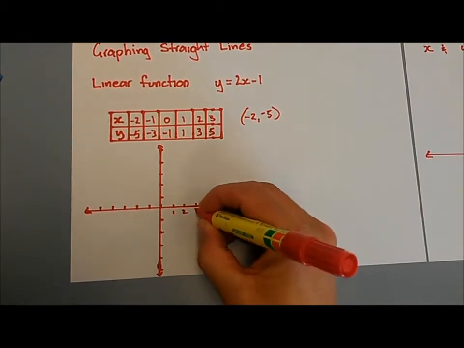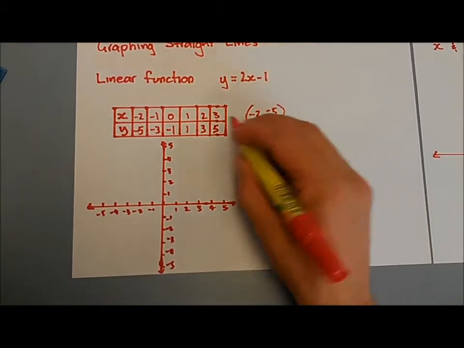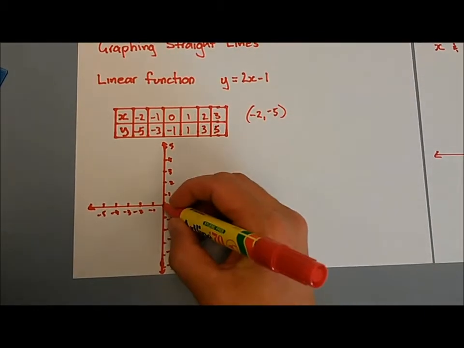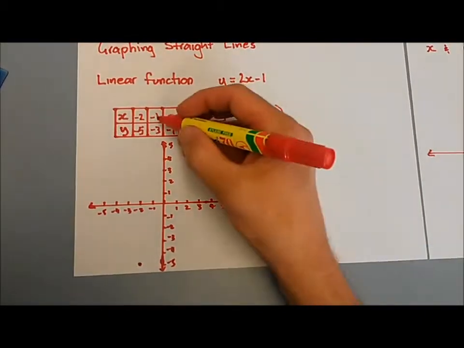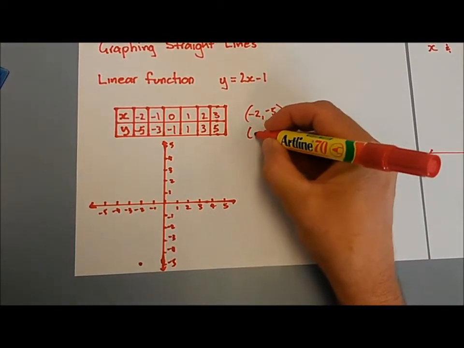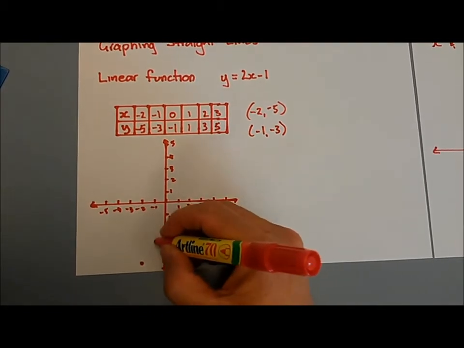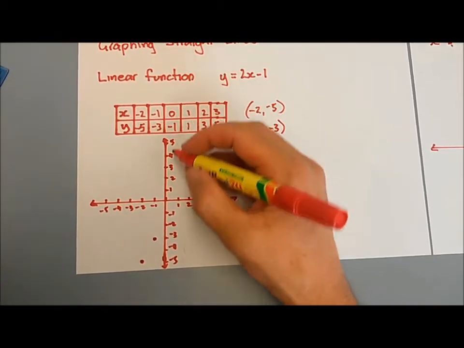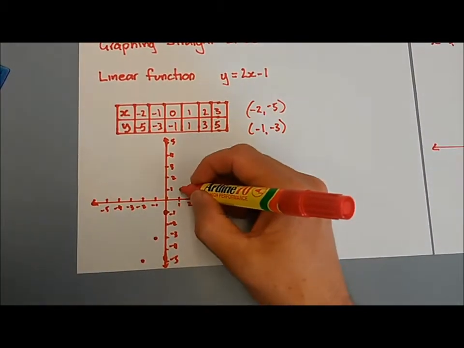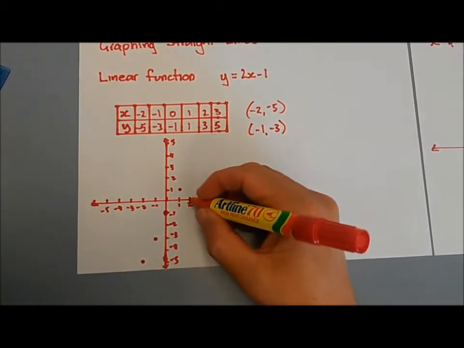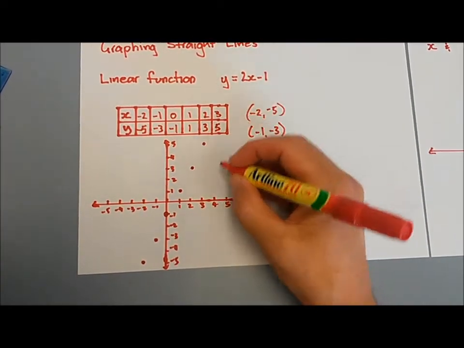And so on a nice, neat axis, I can plot this point, negative 2, negative 5, by going across negative 2 and down to negative 5, and there it is. Negative 1, negative 3, again you can consider that as an ordered pair of coordinates, negative 1, negative 3. 0, negative 1, across 0, down 1. 1, 1, across 1, up 1. 2, 3, across 2, up 3. 3, 5, across 3, up 5.